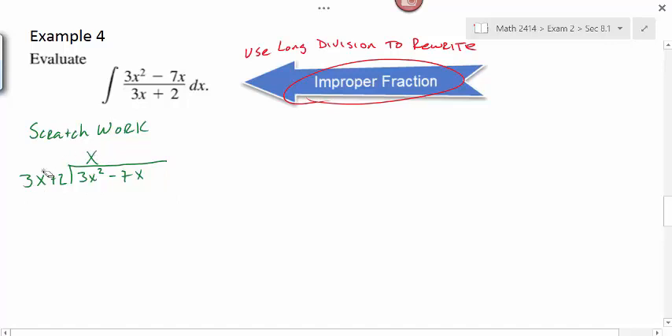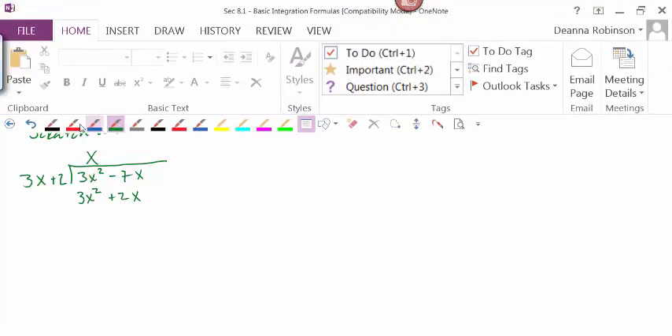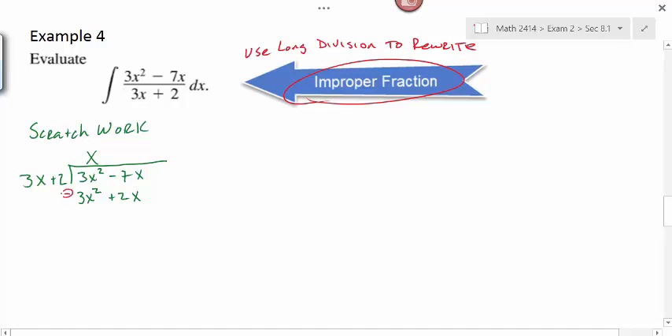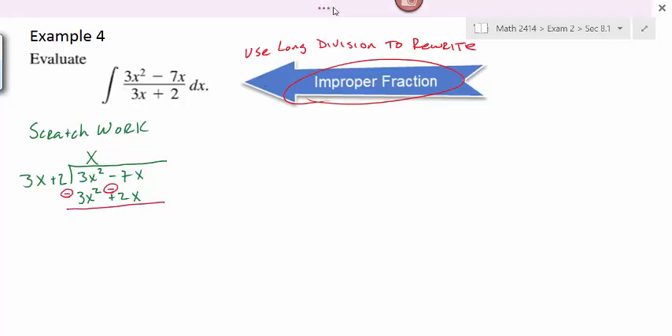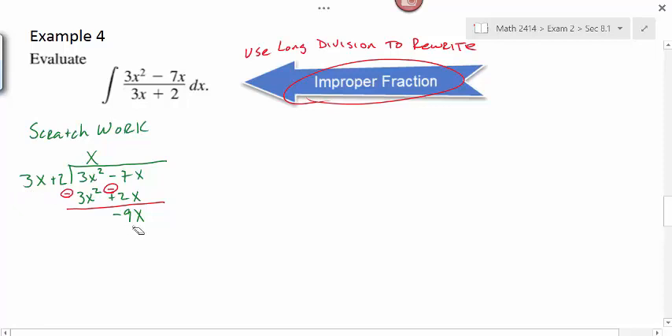So x times 3x is 3x squared. X times 2 is 2x. Once you do that, then you want to subtract. Well, subtracting, like I said, is changing the signs and adding. So when I do that, I'm left with 0 here, and negative 7x minus 2x is negative 9x. Now you look at the first term again. 3x, if I divide negative 9x by 3x, what do I get? What's left over?